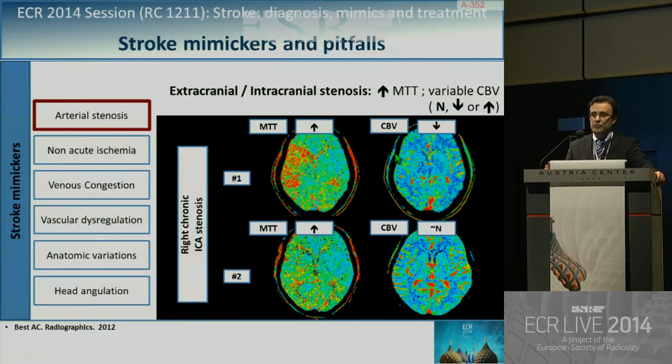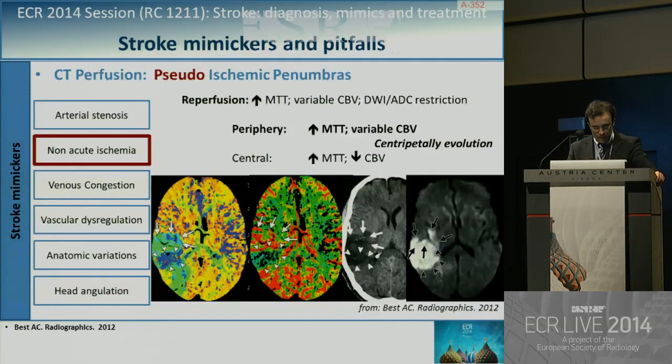So whenever you are looking at this, you should look at the vessels in the neck, you should look at the vessels at the skull base to see if there is a stenosis there responsible for this.